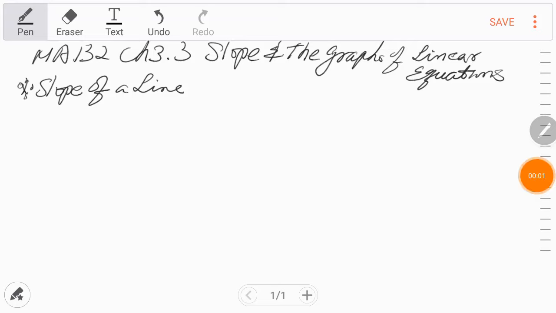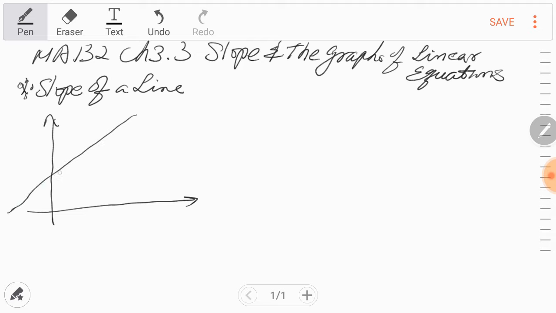In this chapter, we will learn how to find the slope of a line that is passing through 2 points. For example, let me draw a straight line like this, and on this line, select any 2 points. Let's say the x coordinate of the first point is x1 and the y coordinate is y1, and the x coordinate of the second point is x2 and the y coordinate is y2.